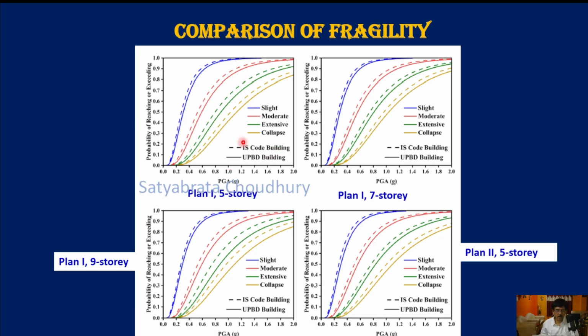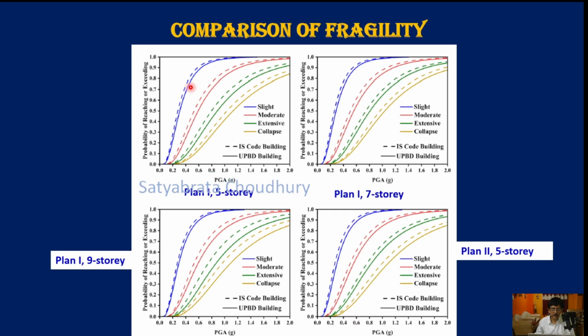Now let us study this comparison. The UPBD lines, which are firm lines, are on the right hand side in all cases. In all cases you can see plan 1 7 story, plan 1 5 story, plan 1 9 story, plan 2 5 story; all curves I have not shown. So the firm line is on the right hand side, indicating the UPBD buildings can take more PGA for the same probability of exceedance than the Codal buildings. So UPBD buildings will get less damaged or are less fragile than the Codal buildings. In all cases this is valid. UPBD building lines are always on the right hand side. So these buildings are better for fragility. That is, they can sustain higher PGA for the same amount of damage.